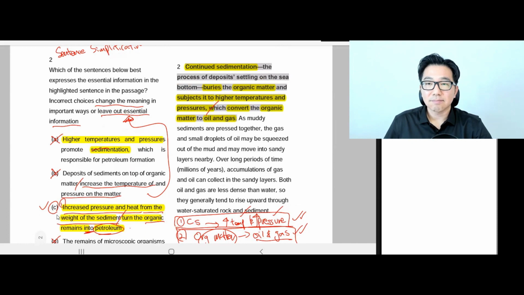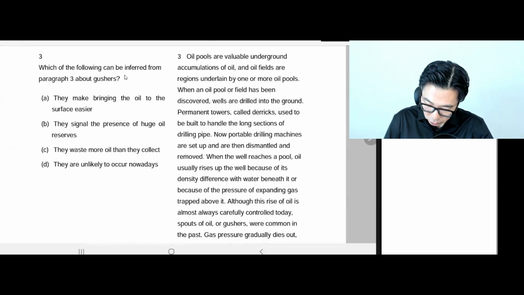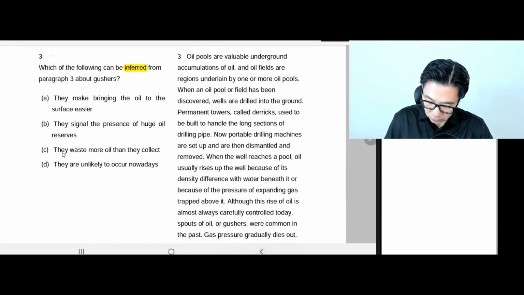Next question, please. Okay, question 3, let's go. Which of the following can be inferred? Inference question. So there will be a hint or indirect hint. It may not be explicit. They're not going to give you the detail of the answer word for word, but certainly they are going to give you enough hint or clear evidence to make sure one of these answer choices must be the answer. Okay, so that's an inference question.